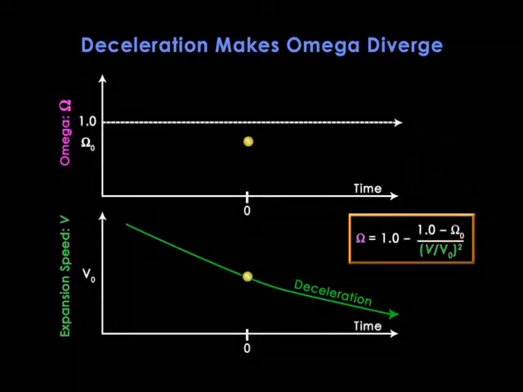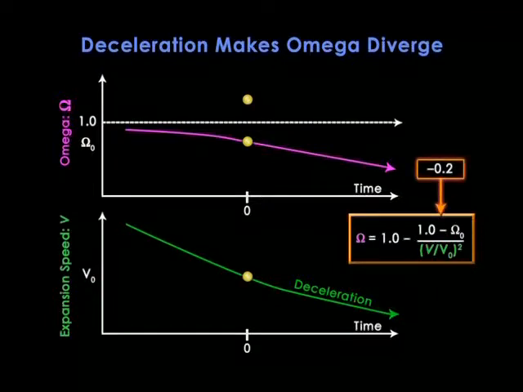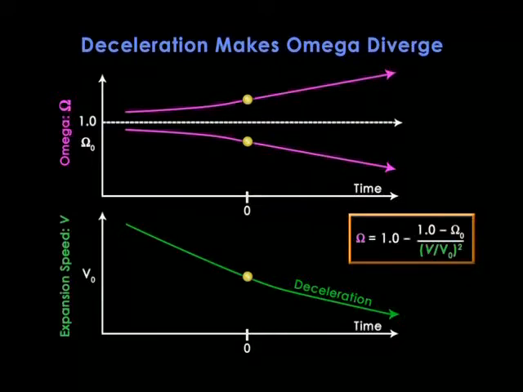Now let's go forward in time. V0 decreases because we have a deceleration. So our ratio increases, so 1 minus the ratio decreases, and we see that omega decreases, moving away from unity. Now the same thing happens if we start with an omega naught greater than 1. Let's just say 1.2. So the top of the fraction is then minus 0.2. So omega also moves away from unity, but this time increasing.